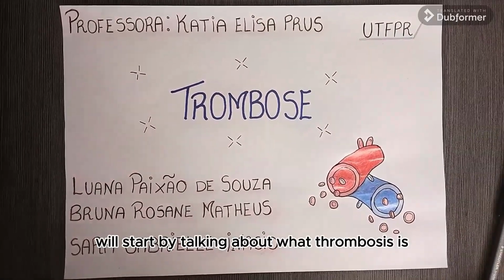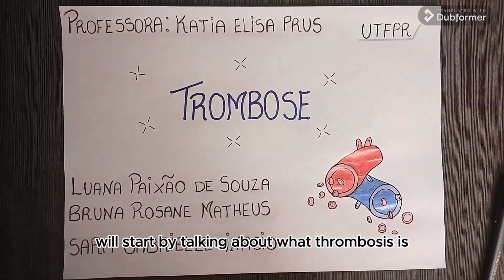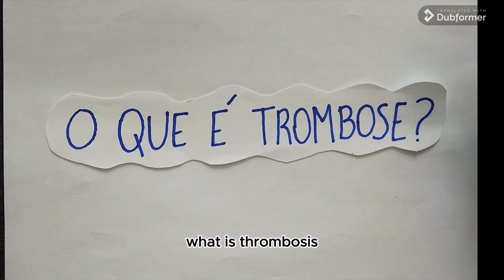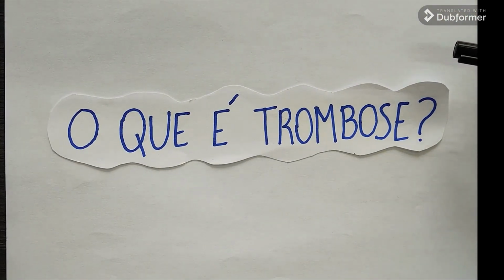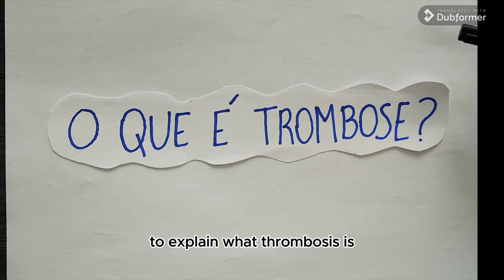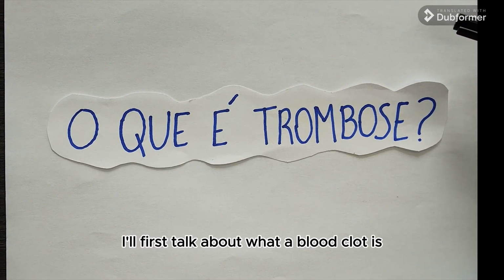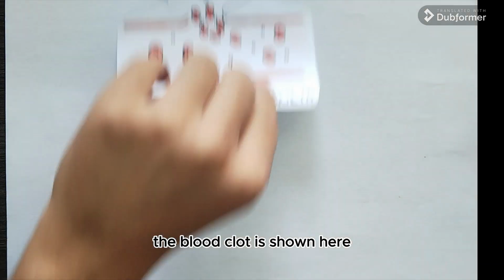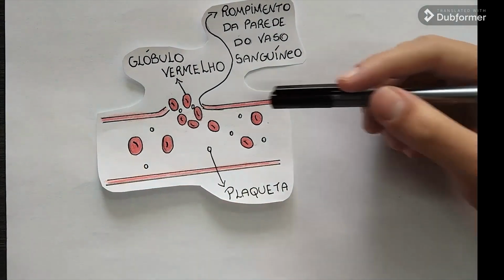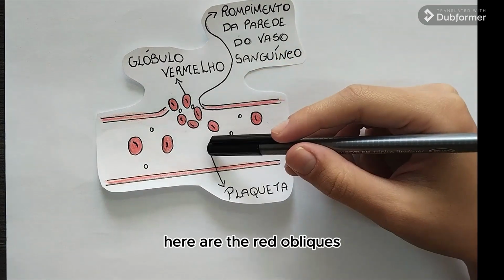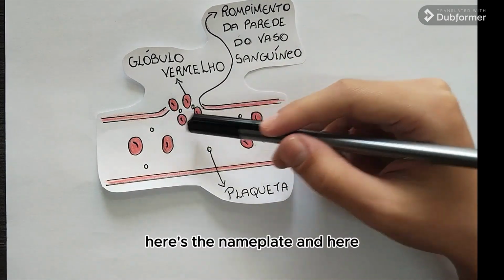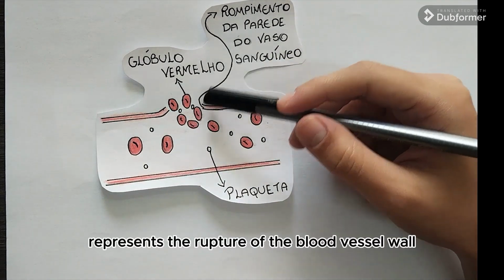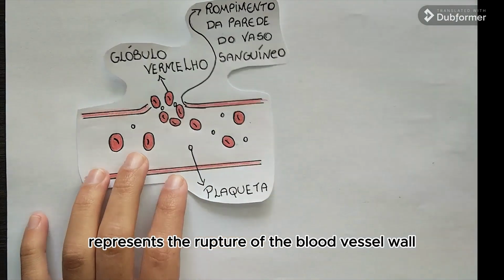And Sara will start by talking about what thrombosis is. What is thrombosis? To explain what thrombosis is, I'll first talk about what a blood clot is. The blood clot is shown here. Here are the red blood cells. Here's the platelet, and here represents the rupture of the blood vessel wall.